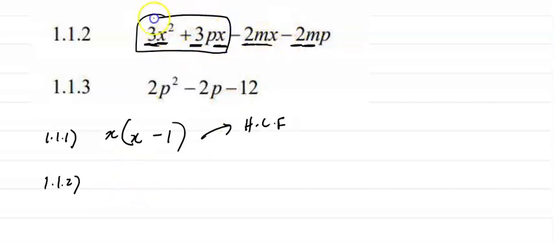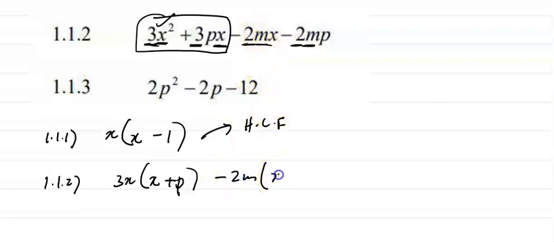So if you look at these first two terms here, you've got 3, and you can take out 3x. So 3x into, what's this? x. 3x times x is 3x squared. And what will you be left with over here? 3x times plus p is plus 3px. So yeah, let's take out minus 2m. What will be left here? x. Minus 2m times x is minus 2mx. And minus 2m times plus p will give us minus 2mp.